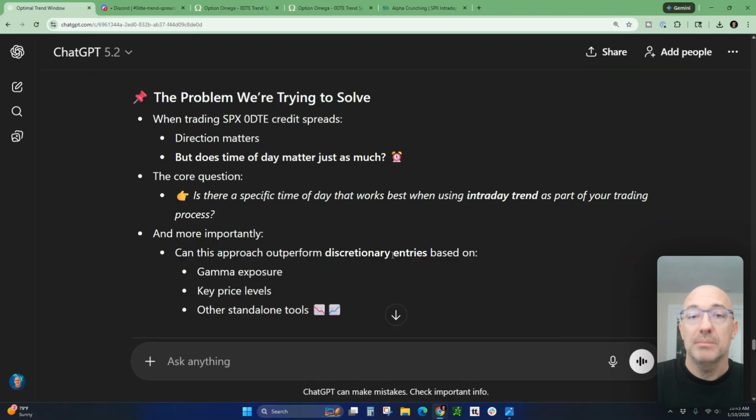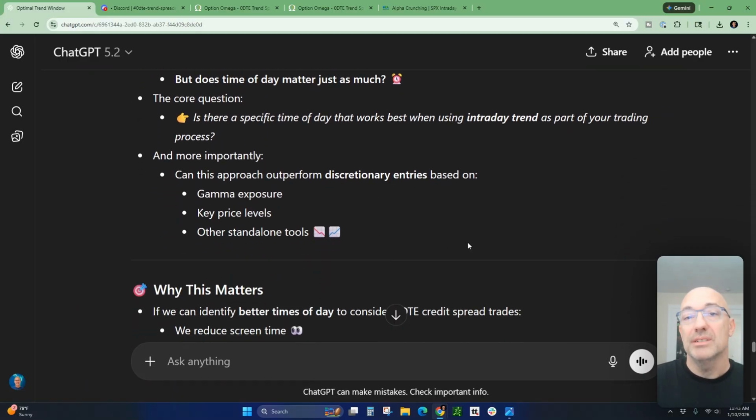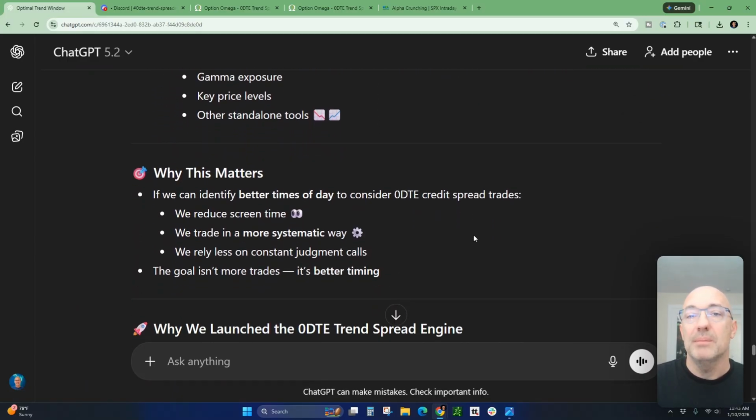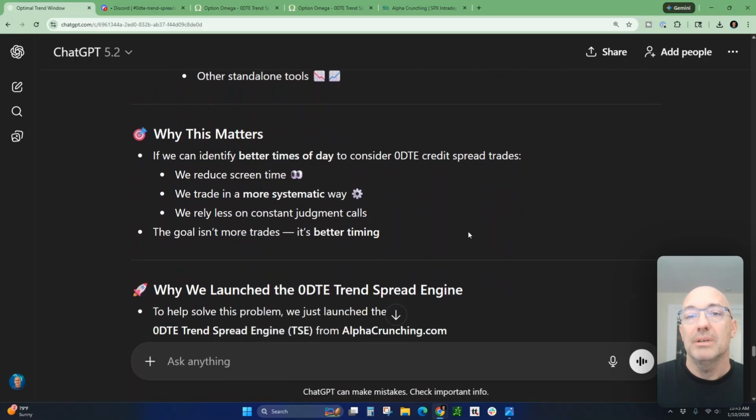If you're using gamma exposure price levels, which I still use and incorporate, a lot of times you end up having to watch the market all day and you're doing discretionary entry. So we want to make this a little more mechanical and identify certain timeframes to focus on. If we can identify better times of day to consider 0DTE credit spread trades, we can reduce our screen time, trade more systematically, and be less discretionary and rely less on emotion and news and all the things that can happen when you're sitting there watching a screen all day. We've all been there.